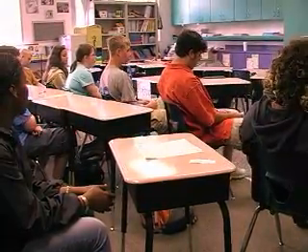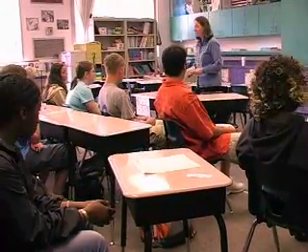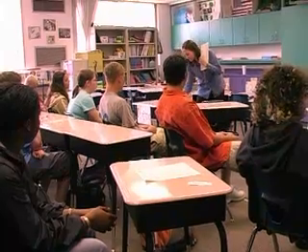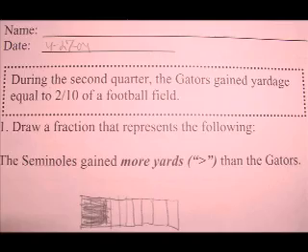All right? When the timer goes off, you're going to come to the second station, which is the picture station. Again, you will find a piece of paper inside the desk with the directions on it. And these are your drawings. Instead of writing fractions that are greater than, less than, or equal to, you're going to draw pictures representing them. Okay? Again, it's the same story problem about the Gators and the Seminoles, and just follow the directions.